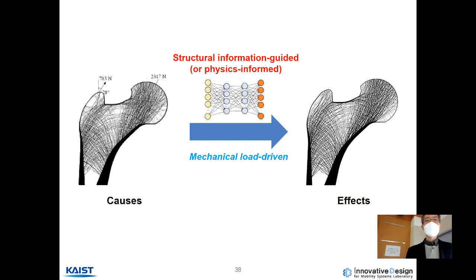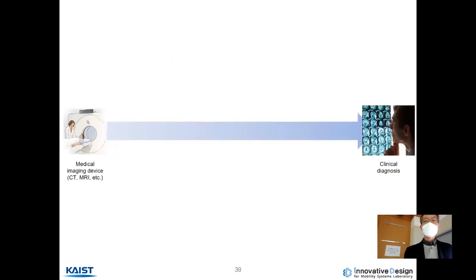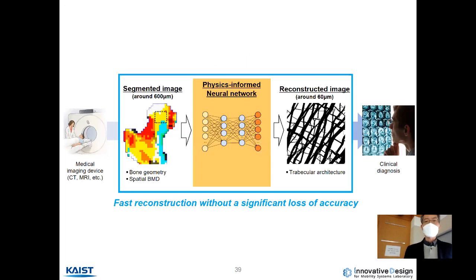We'd like to use a structural information guided or physics informed neural net. And also we can generate input data by using topology optimization. So we'd like to link between cause and effect. So we slightly modified our strategies. By using the combined topology optimization and deep neural networks, we'd like to reconstruct bone microstructure within a shorter time frame without significant loss of accuracy.